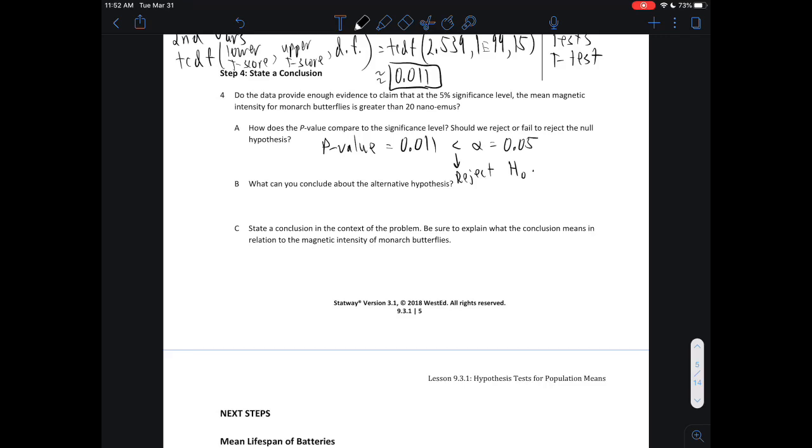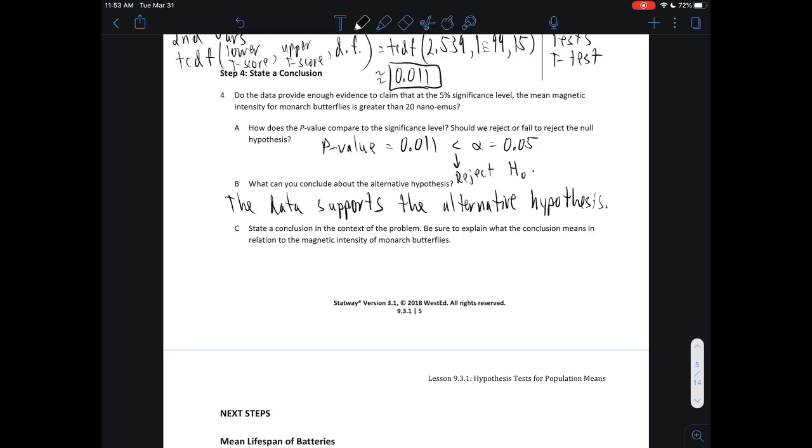So then part B, what can you conclude about the alternative hypothesis? If we reject the null hypothesis, this means our data supports the alternative hypothesis. And then finally, part C. State a conclusion in the context of the problem. Be sure to explain what the conclusion means in relation to the magnetic intensity of monarch butterflies.